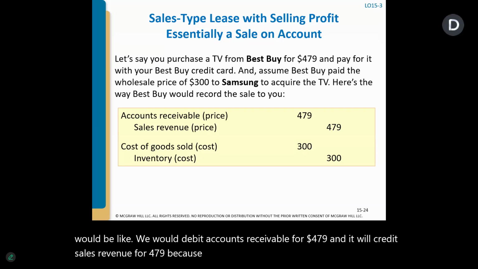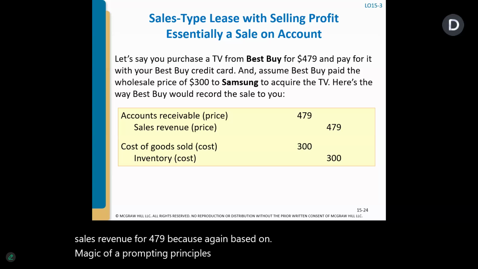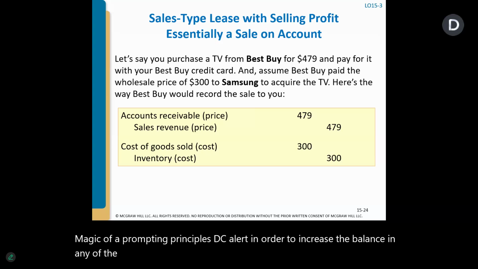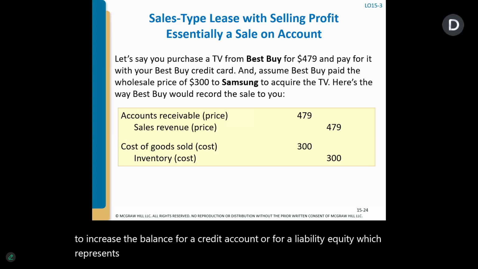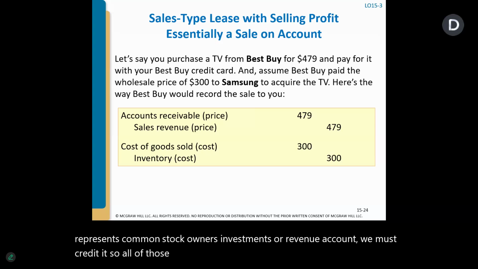Because again, based on the logic of accounting principles, DEALER, in order to increase the balance in any of the dividend, expense, or asset accounts, you must debit it. And any time to increase the balance for a credit account, such as a liability, equity, which represents common stock, owner's investments, or a revenue account, we must credit it. So all of those fundamentals tie right back in.